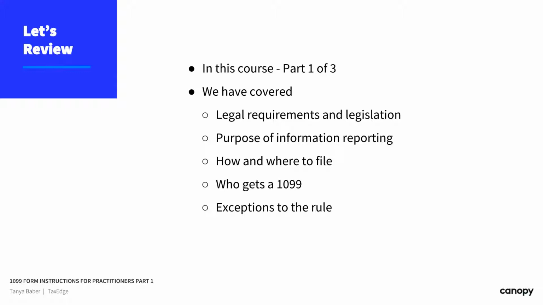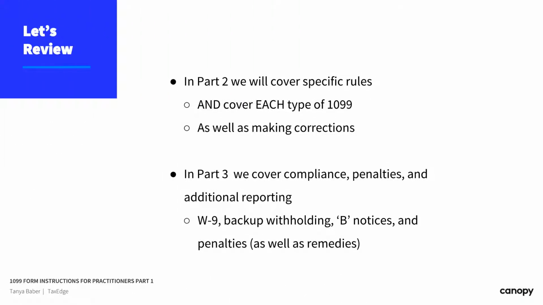So looking at those exceptions is going to help guide you along: okay, do I have to issue a 1099? And then from there, for even more detail, in part 2 we're going to cover the specific rules about each of those different forms. There are, I believe, 19 different 1099 forms that we'll cover. So we'll cover each of those different types of 1099s, so you'll be acquainted with what's supposed to go in those boxes, who you have to issue to very specifically, and how to actually create those forms.